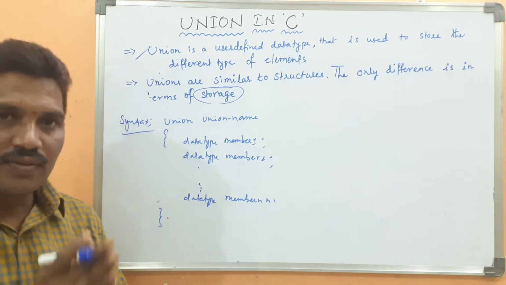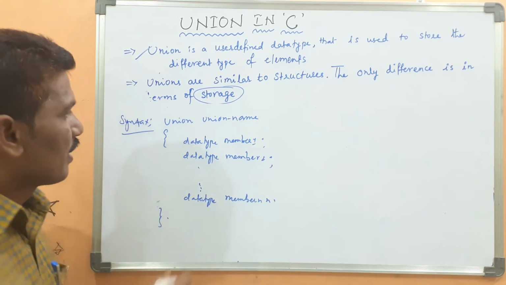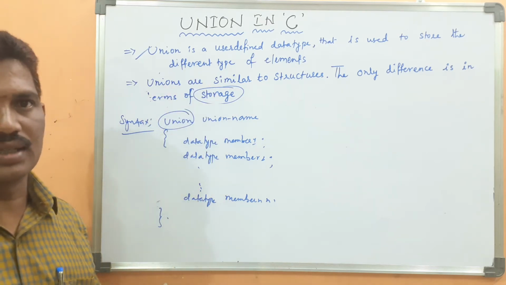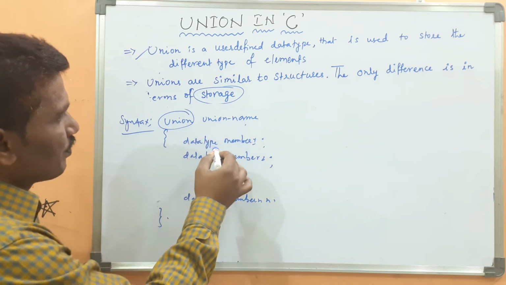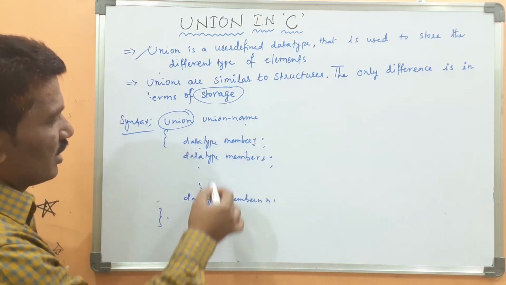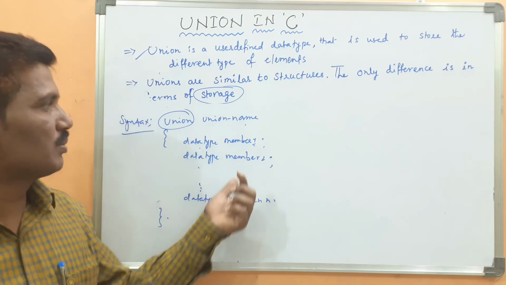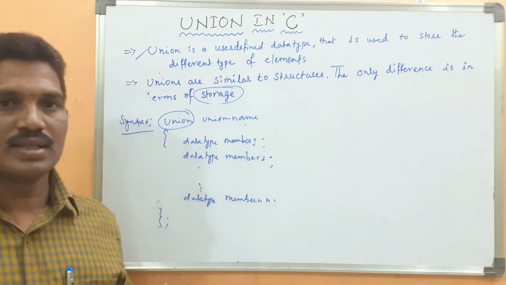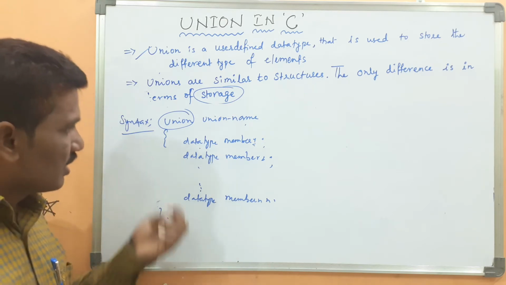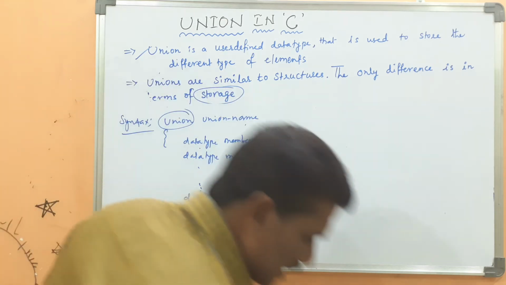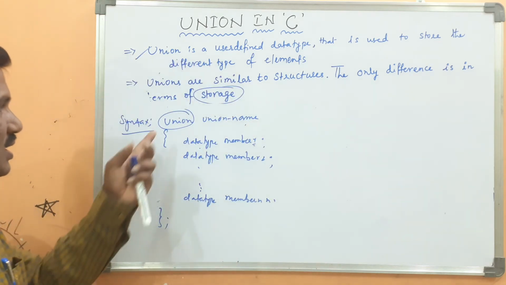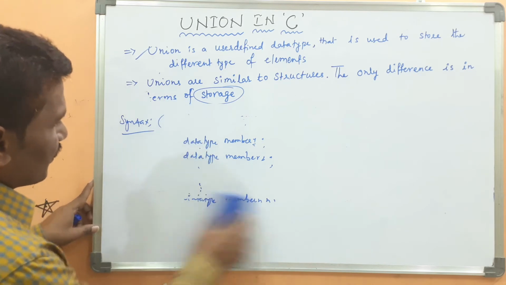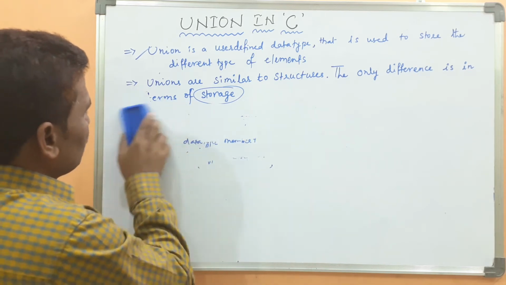Then the structure variable of the union declaration and accessing the members of the union are all the same as a structure. The difference is in terms of storage only. Here we use the keyword union, there we use the keyword struct. The union name, the data members 1, 2, all different data types of members can be stored in the union. At the end of the union you should put a semicolon. This is the syntax for the union. The syntax is like a structure, but the difference is that here we use the keyword union, there we use the keyword struct.